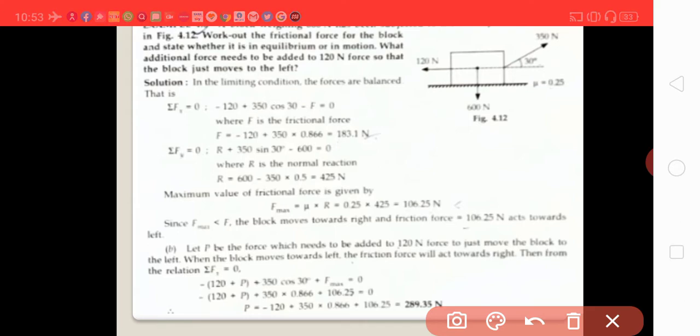Now, consider these forces acting here. Because we are dealing with them as a coplanar concurrent force system, all the forces are acting on this point. We are considering the block as a particle. Hence, its normal reaction will be upward. The force will be here like this at 350. That 120 will be acting like this and the weight will be acting this way.